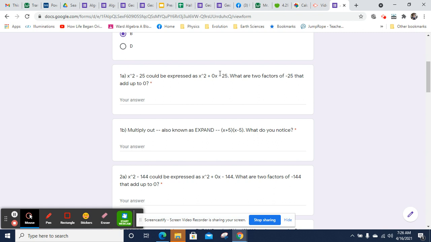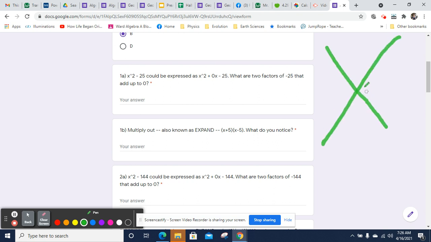We got x squared minus 25, and that could be expressed as x squared plus 0x minus 25. And so what are two factors of negative 25 that add up to 0? So I'm going to set up my nice little x. Multiplication, addition. I want to add up to 0, and I want to multiply to get negative 25. And it turns out negative 5 and positive 5 will do the trick.